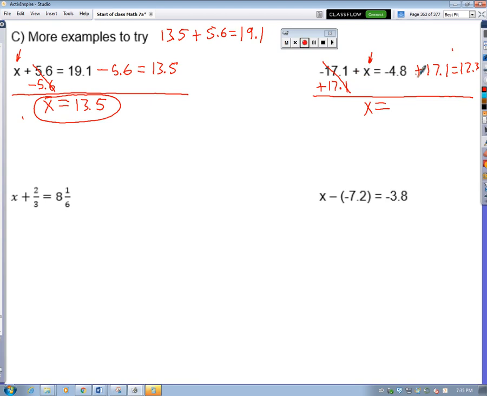Over here on this side we did the math and we are left with 12.3. Alright, so x equals 12.3.